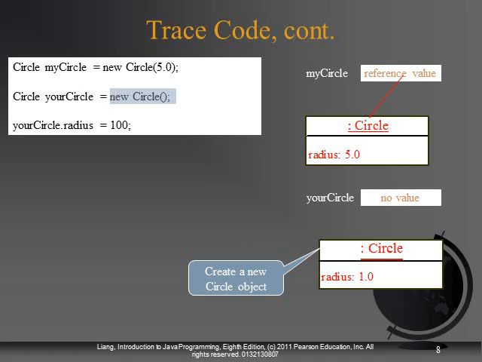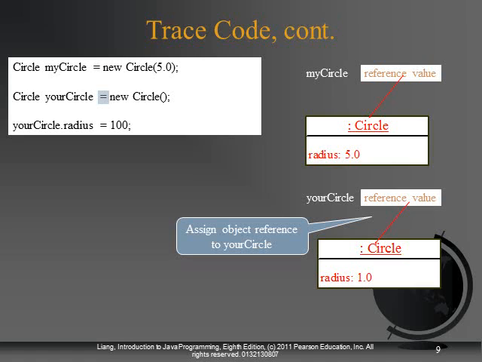In the case of yourCircle there, we've used a no-argument constructor. So a circle constructed with the no-args constructor in this class has a radius of 1. 1 happens to be the default radius as defined in the class definition. Now, yourCircle has a memory address pointing to the newly created circle object, and myCircle has a memory address pointing to my circle object.